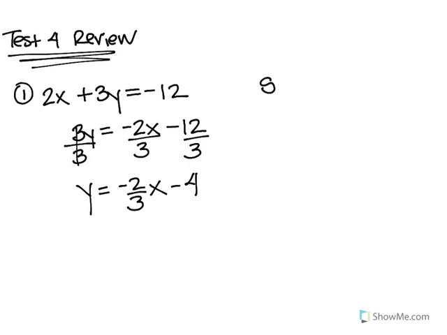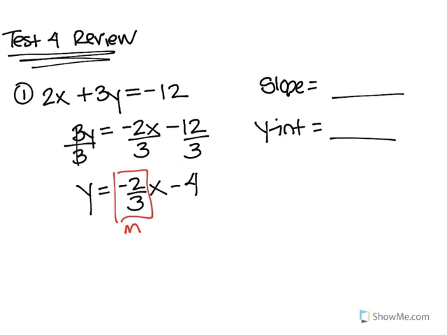So when we put it in that slope-intercept form, you can easily see the slope and the y-intercept. So our slope is negative 2/3 and our y-intercept is negative 4. Okay, so in the blanks, make sure you put the right number in the right blank. You would tell me negative 2/3 in the slope blank, and you would say negative 4 in the y-intercept blank. Now, you could write it as an ordered pair, but you don't have to. You can just simply say negative 4.